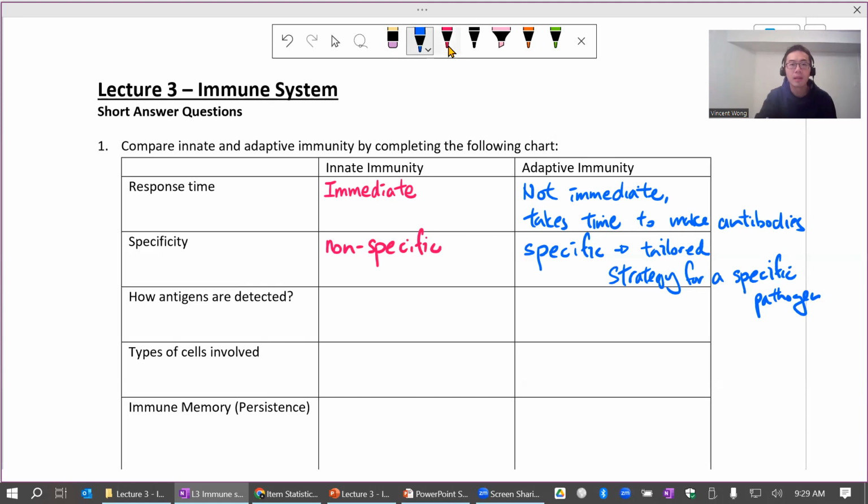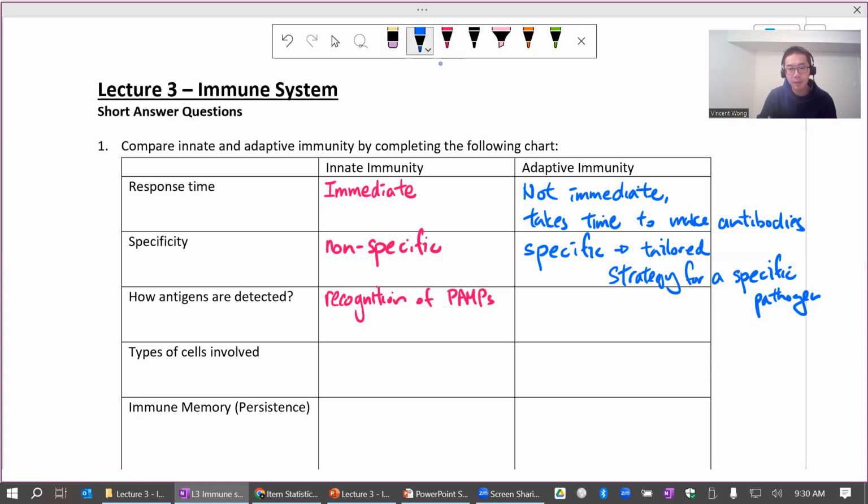Innate immunity, how antigens are detected, right? Recognition of PAMPs. Right? That's the way that we talk about it. If the pathogen has these dangerous signals on them, the pathogen associated molecular patterns, then the innate immunity will recognize them. The white cells will identify them, attack them, eat them up, and hopefully all is good, right?